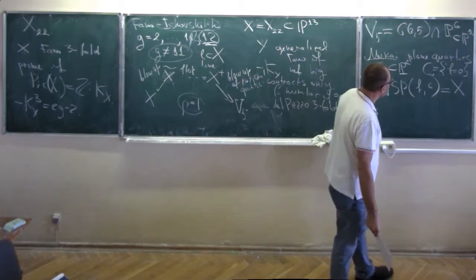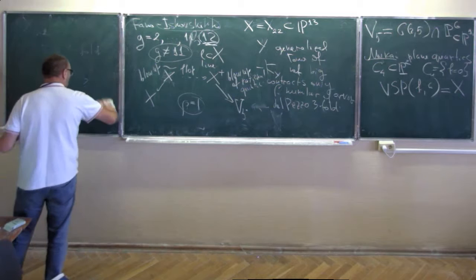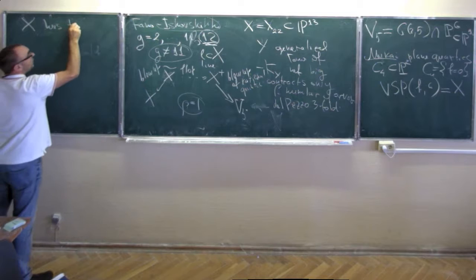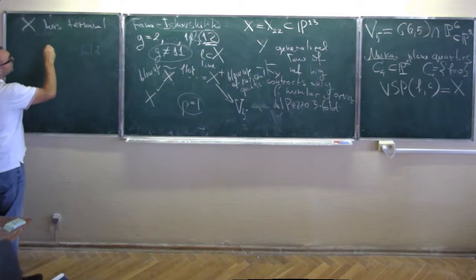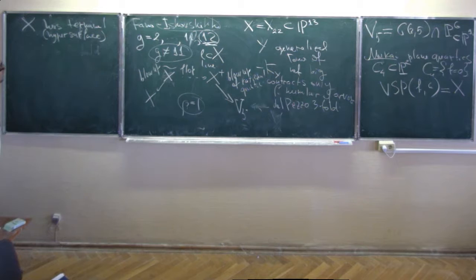Okay. What I'm going to discuss is a singular variety this time. So I suppose that X has only some mild singularities, terminal Gorenstein singularities.